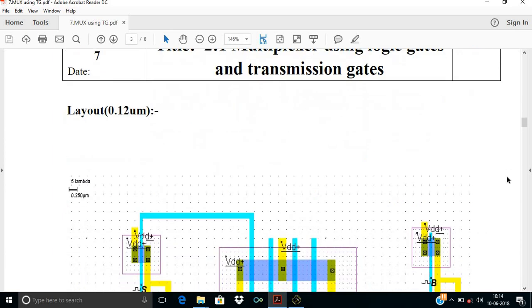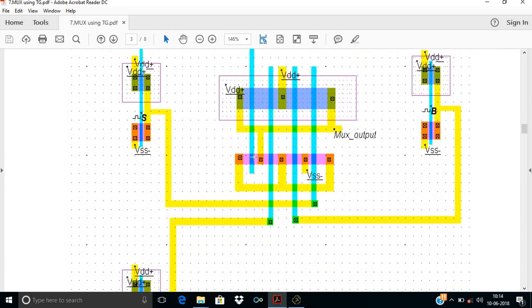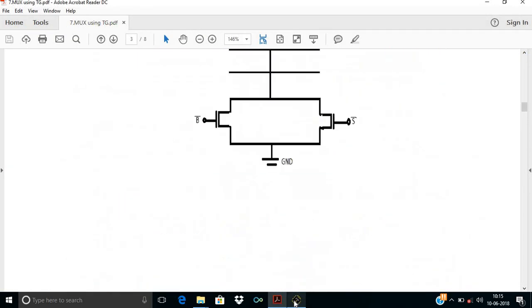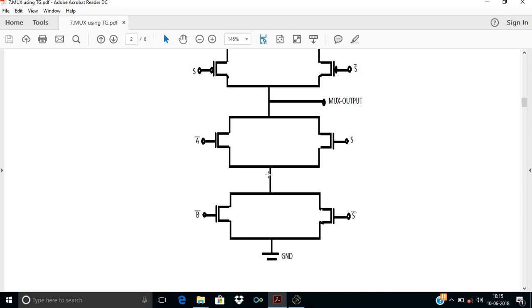To make this connection, this is S and this is the A bar. The source and drain are shorted together and connected to the output. After that, the source of S and the source of A bar are shorted together, and again these are shorted to the B bar and S bar drain.